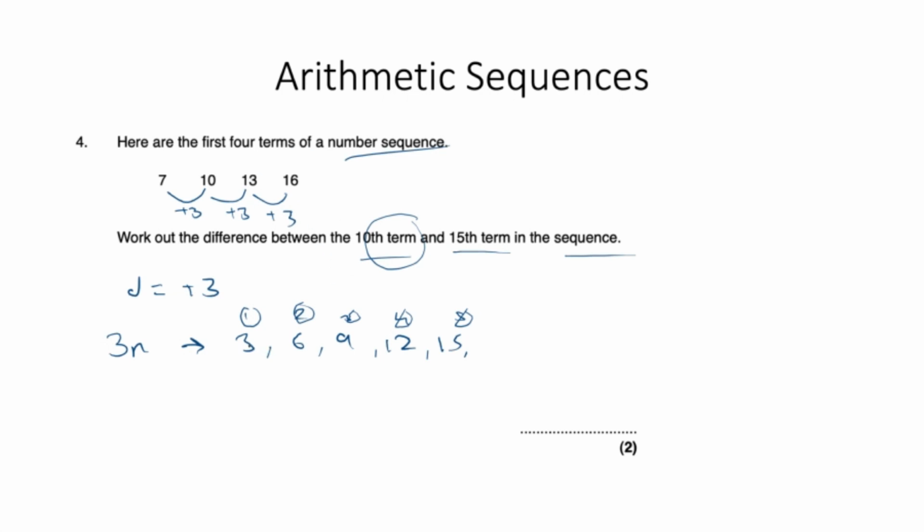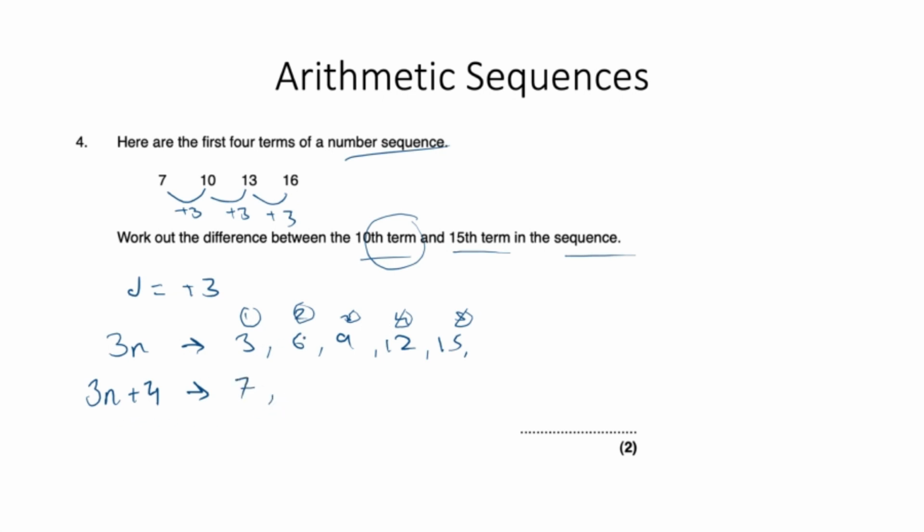So converting 3 to 7, you'd need to add 4. Same goes with 6 to 10, so you need to add 4. Same goes with 9 and 13. You need to add 4 to 9. Which means that the nth term would be 3n plus 4. If n is 1, then 3 plus 4 would give you 7.